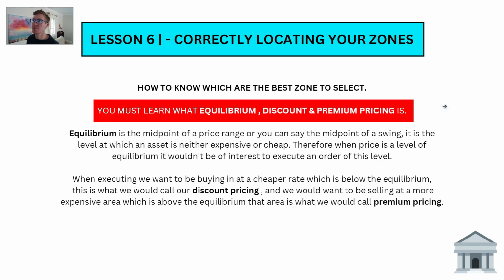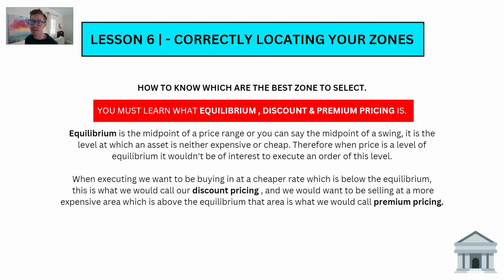Lesson number 6, correctly locating your zones. How to know which are the best zones to actually select. You must learn about equilibrium, discount, and premium pricing levels. Equilibrium is the midpoint of a range, the equal of the range, where an asset is neither expensive nor cheap. And these aren't the best levels to execute a trade from.